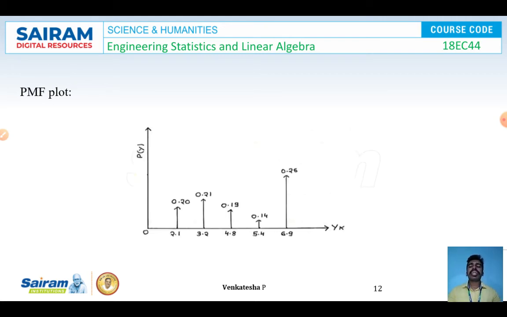Similarly, the PMF can be taken directly. So at 2.1, I am plotting 0.20, an arrow like this. At 3.2, plot 0.21. At 4.8, plot 0.19. At 5.4, plot 0.14. At 6.9, plot 0.26 in the y_k and PMF plane.